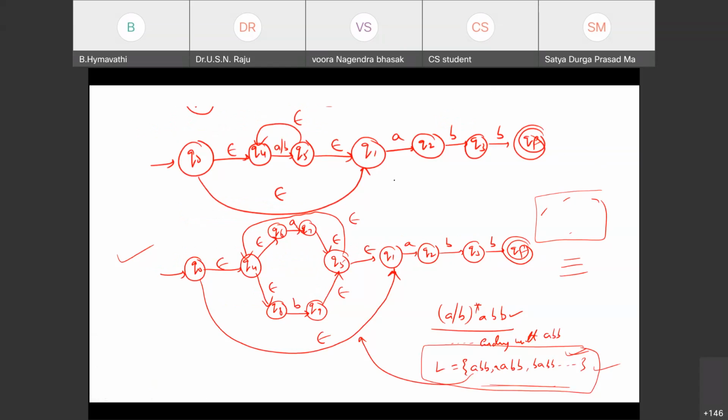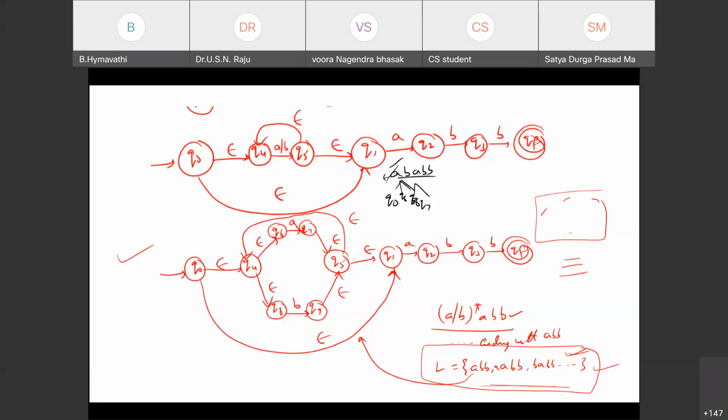And we can assume any number of epsilons at any moment of time. So Q0 on A is not defined, so I'm assuming epsilon. Q0 on epsilon goes to Q4, then one more epsilon, I'm assuming, then Q6. So I'm reaching Q6. Then Q6 on A goes to Q7. A is over.